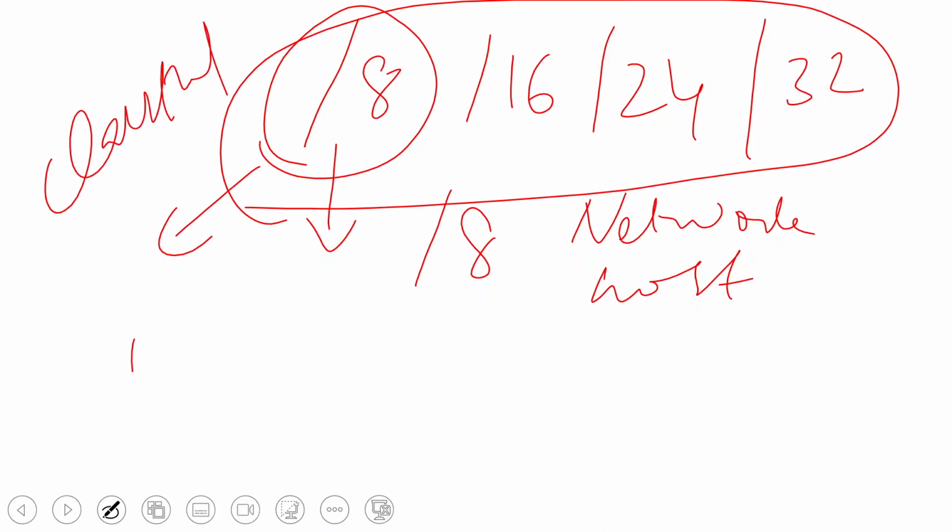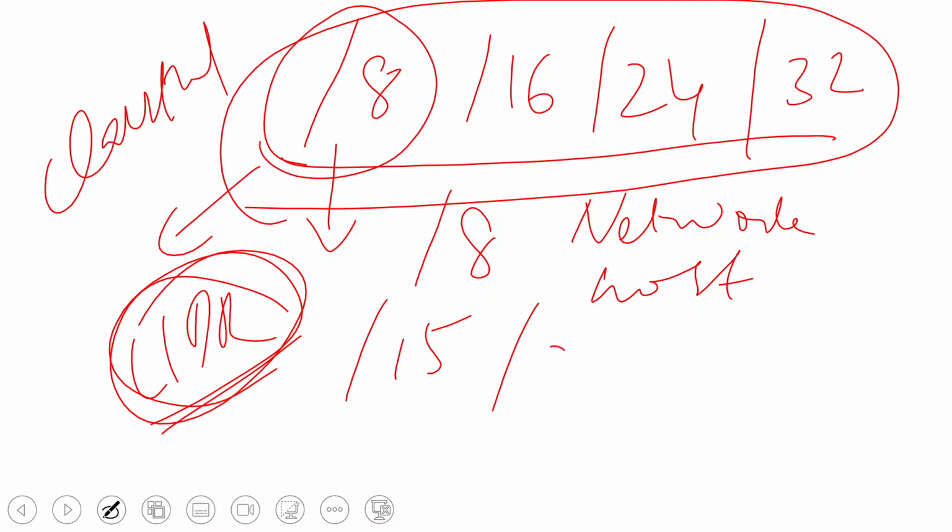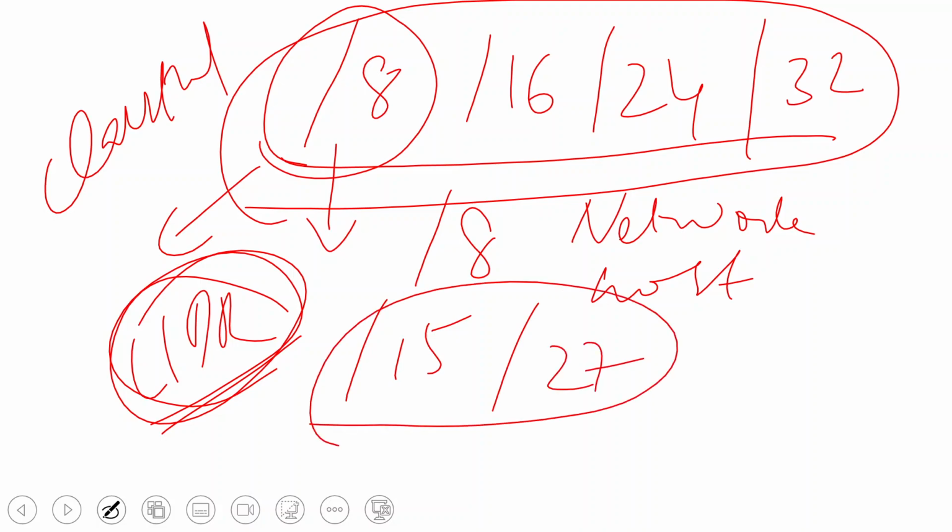I'll talk about CIDR too. CIDR is nothing but classless inter-domain routing. Why do we say this? Because a lot of protocols support CIDR. You can represent not only this, you can represent something like slash 15, slash 27. So this is CIDR. People don't know a lot of things related to this.